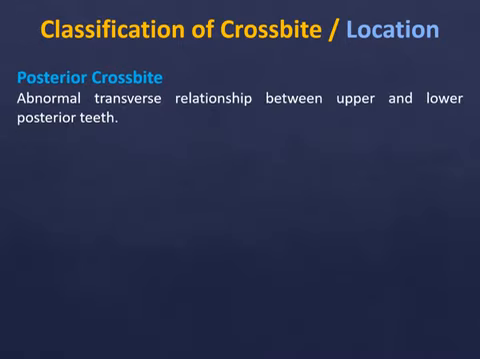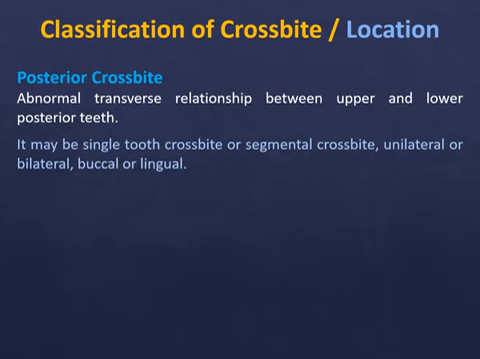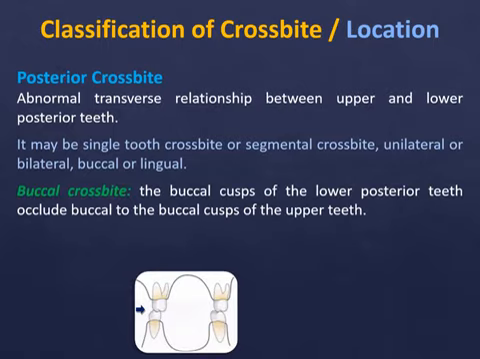In posterior crossbite, there is abnormal transverse relationship between upper and lower posterior teeth. Again, it could be single tooth crossbite or segmental crossbite, it could be unilateral or bilateral, or it could be buccal or lingual crossbite. Buccal crossbite: the buccal cusp of the lower teeth occlude buccally to the buccal cusp of the upper teeth. So this is the buccal crossbite.